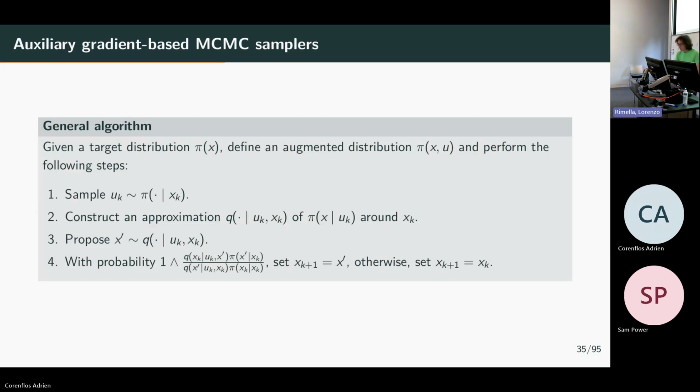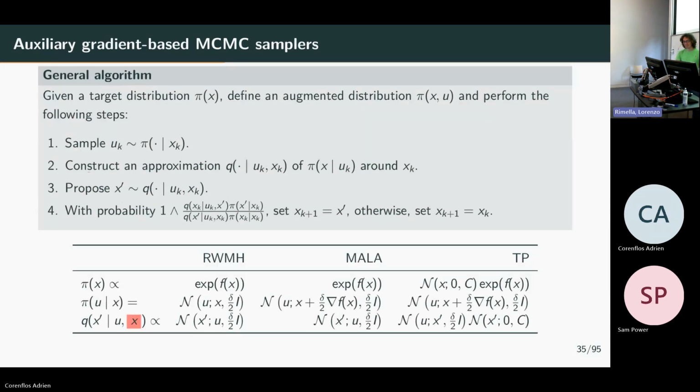Once I've localized the problem, I can construct an approximation of my target distribution in that domain, close to x and close to u. Once I have that, I propose something and I accept or reject. We can do that.